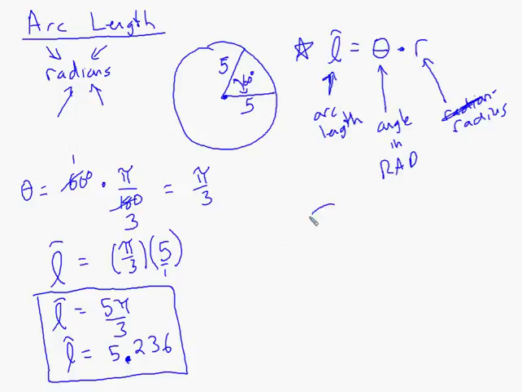Okay, let's do another example. This time I'll give it to you in radians. Alright, let's find the arc length of, now I'm going to darken this arc. I want this arc right here.